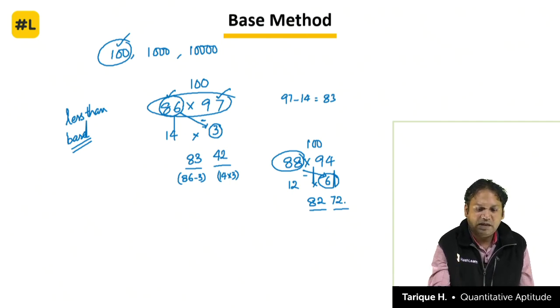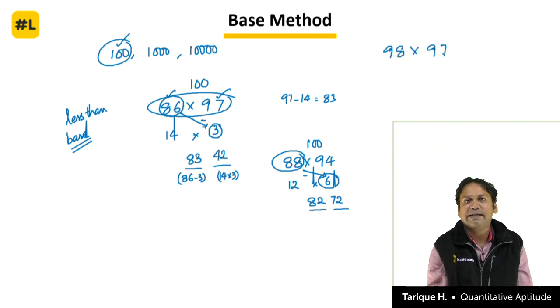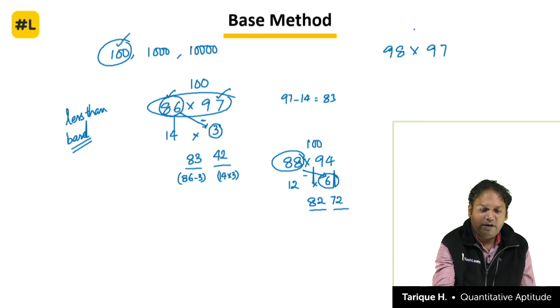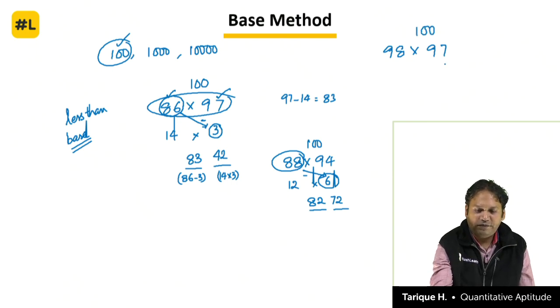Take one more example. I will show you one case when we have to add a number. Let us say 98 into 97. From 100. The difference is 3 and 2. So, multiplying we get 6, but add 0 6 here. Why 0 6?